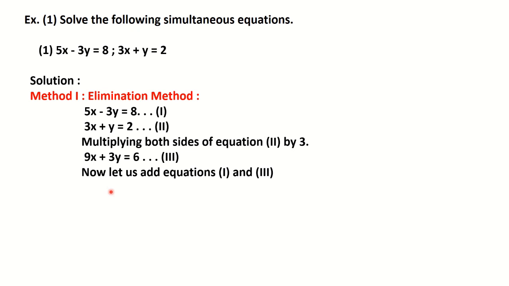Okay. So write down equation 1 up. Then a plus sign which shows addition. After that, the third equation just below that. Okay. So when we write it like this, see minus 3y and plus 3y, they will get cancelled. So we will be left with 5x plus 9x, that is 14x. And here 8 plus 6 is 14. So what we got, 14x is equal to 14 and therefore x is equal to 14 divided by 14, that is x is equal to 1. Okay, so in this way we have eliminated variable y and got the value of variable x.